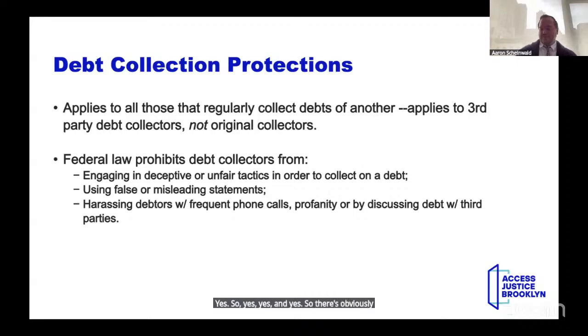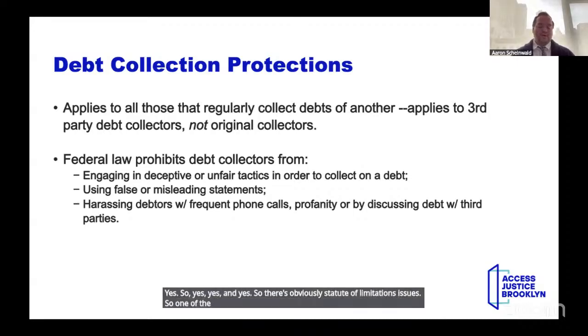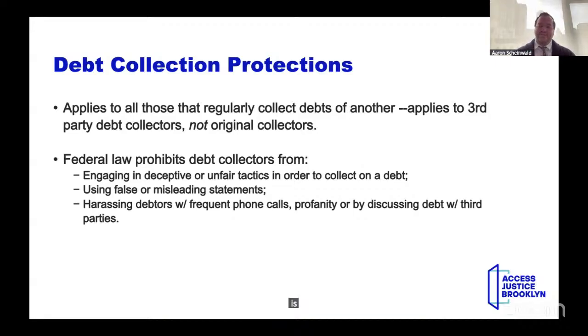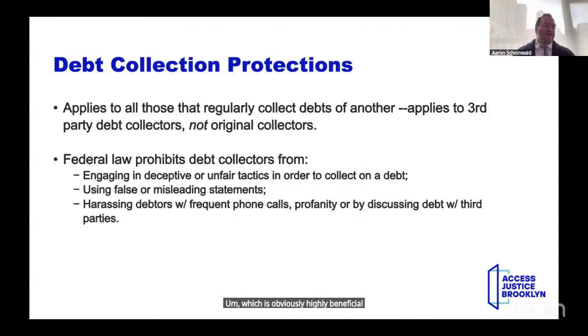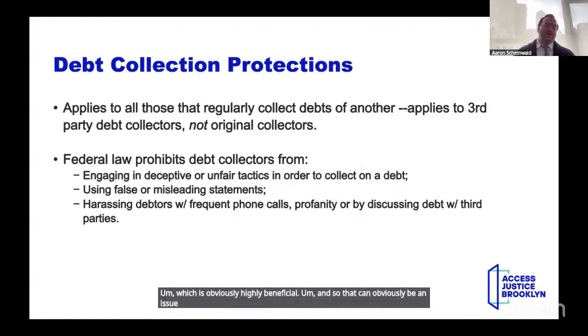So there's obviously statute of limitations issues. One of the things that we are dealing with right now is the change in state law to the statute of limitations that relates to consumer debts and whether that applies to rent arrears cases in civil court. The statute of limitations was changed in April 2022 from 6 years to 3 years, which is obviously highly beneficial. And so that can obviously be an issue. Whether that unequivocally applies to rent arrears cases, I would obviously say yes, but I think in fairness, that is not a decided issue at all. Although there are some resources that the court has provided that we can follow up on. In terms of laches, absolutely.